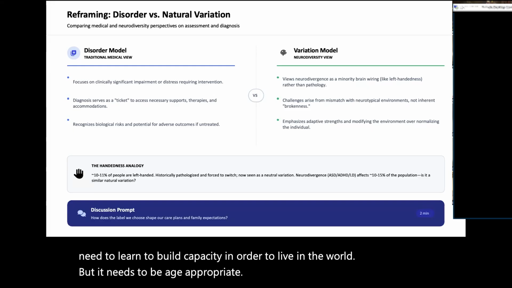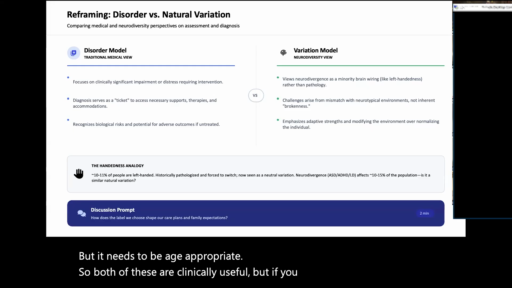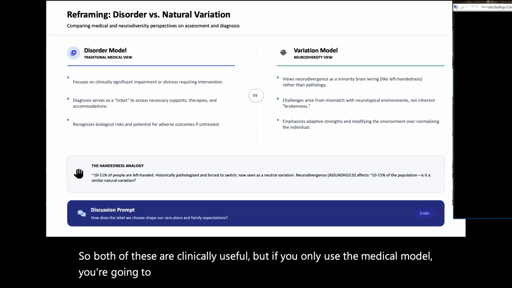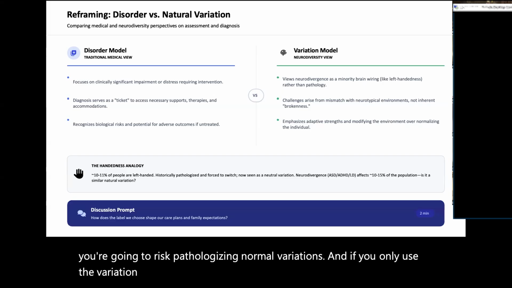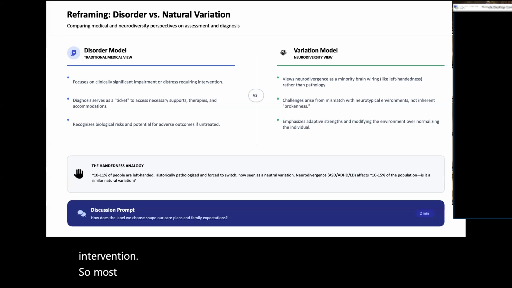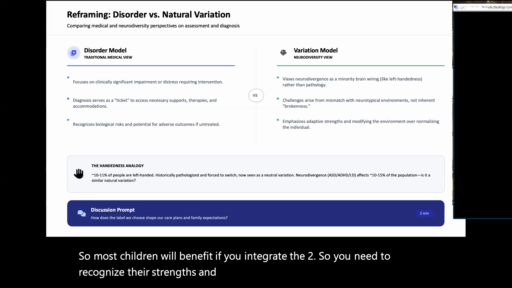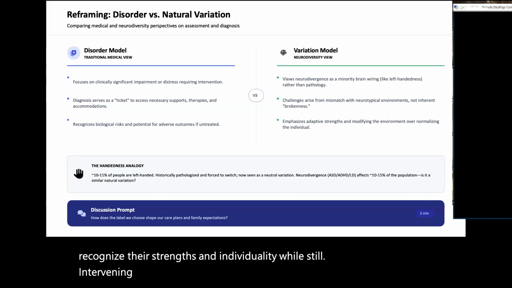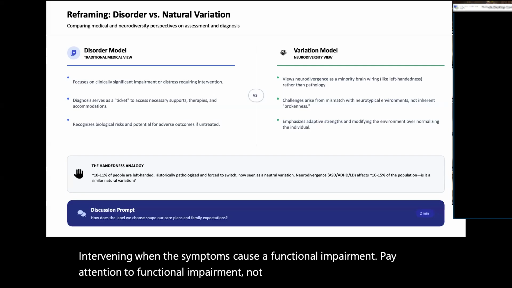So both of these are clinically useful, but if you only use the medical model, you're going to risk pathologizing normal variations. And if you only use the variation model, you're going to miss real impairment and delay intervention. So most children will benefit if you integrate the two. So you need to recognize their strengths and individuality while still intervening when the symptoms cause a functional impairment. Pay attention to functional impairment, not just the label, because it all comes in a matter of degrees.